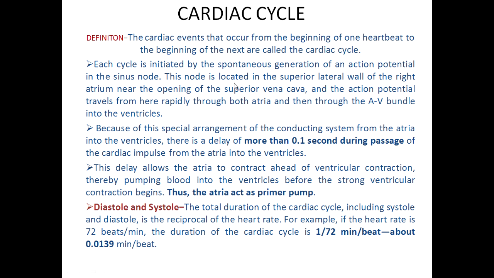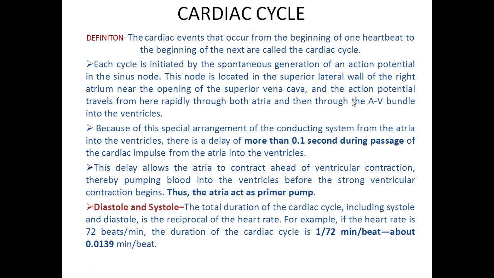Each cycle is initiated by spontaneous generation of action potential in the SA node. From the SA node, the action potential travels down the fibers to the AV node. From the AV bundle, it is divided again and supplied to both ventricles. So the action potential takes time to reach the AV node from the SA node. This time delay is around 0.1 second.